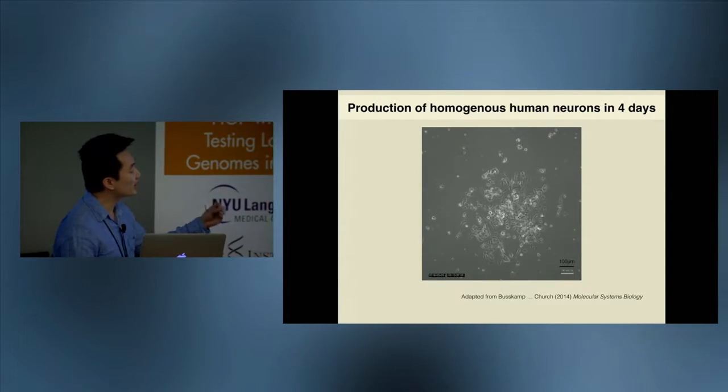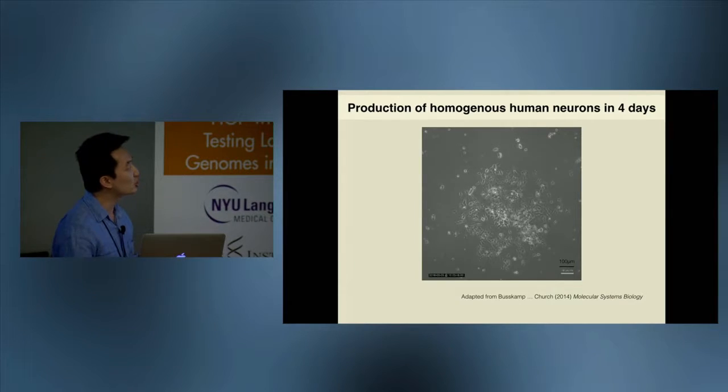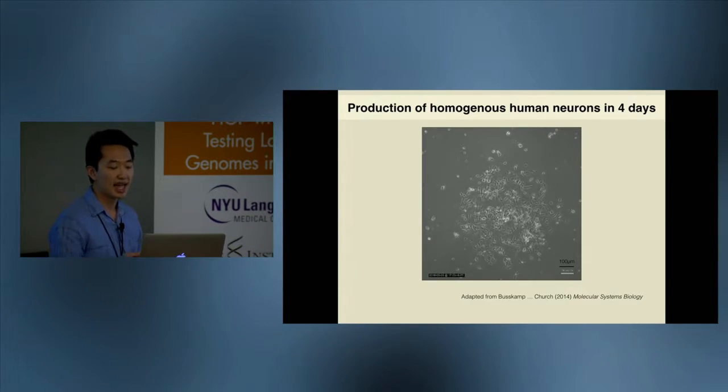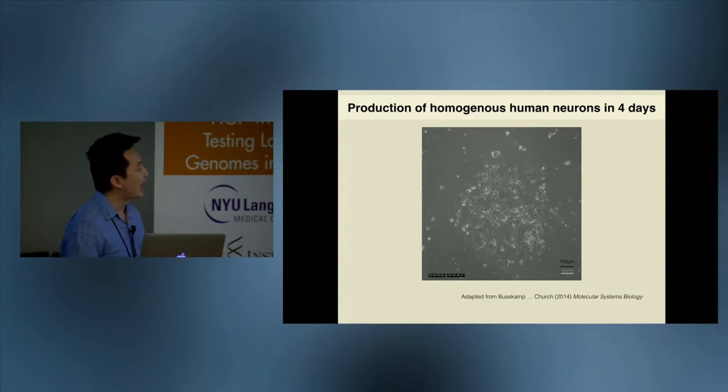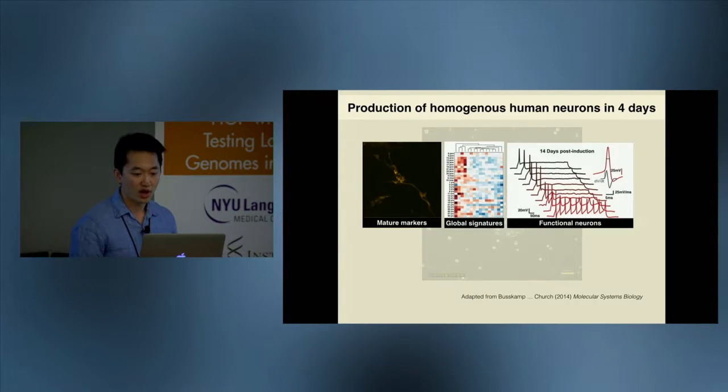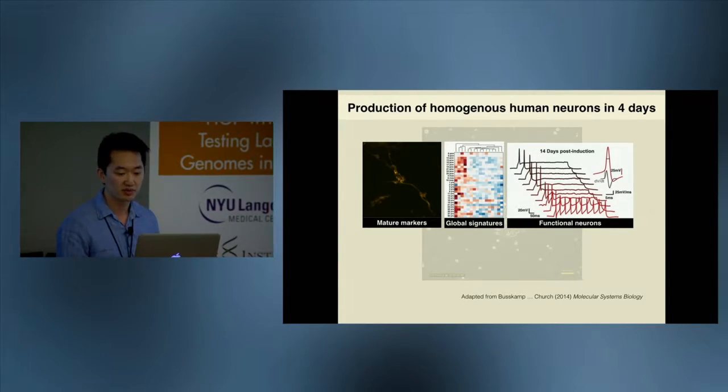And over this time course, they start developing mature characteristics of human neurons, extending axons and dendrites, and we can further convincingly show that they express mature markers of neurons. We can have global signatures from transcriptomic data and functional data from electrophysiology that indeed they are electrically active and they fire. So this is one example, and we have multiple examples of different types of neurons we're making.